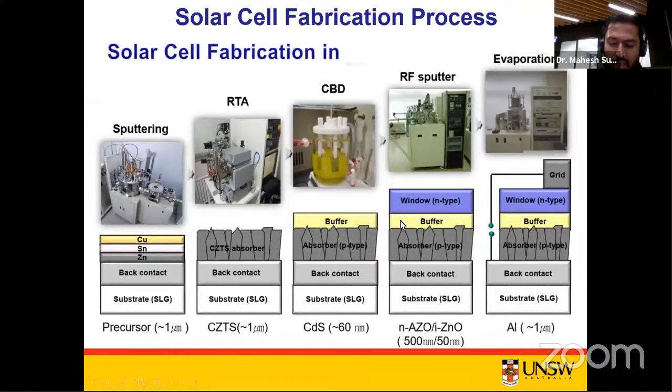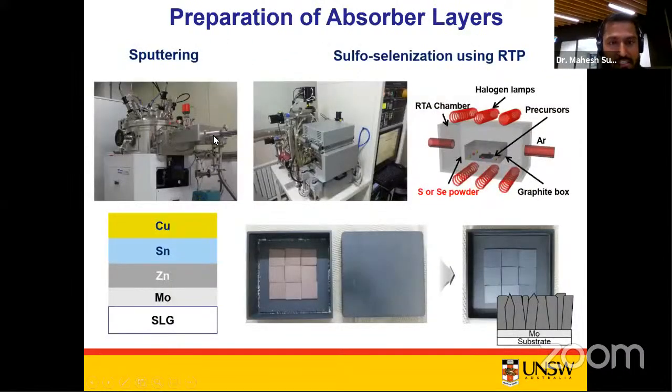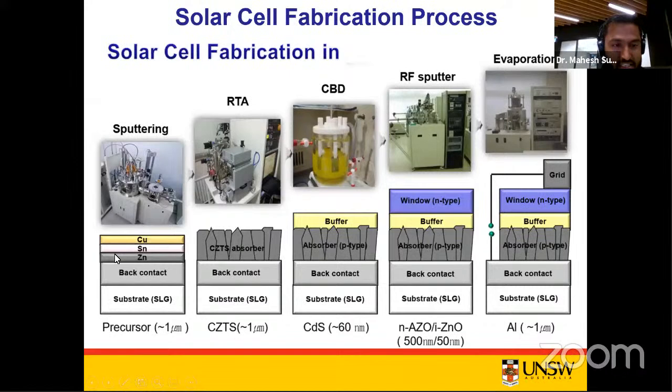So this is how we usually deposit the CZT-SSC thin films using sputtering methods followed by annealing. Once we deposit and sulfurize these CZT-SSC thin films in the RTA, we then proceed to deposit the different layers on top of the P-type absorber, that is CZT-SSC or the copper antimony sulfide.